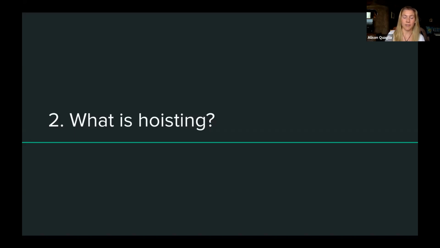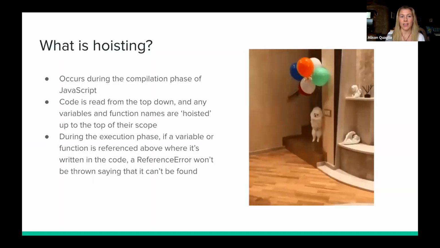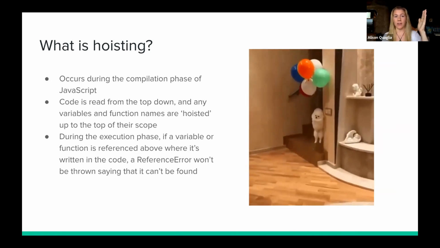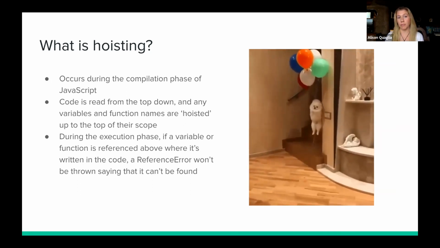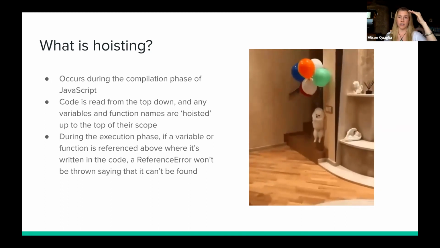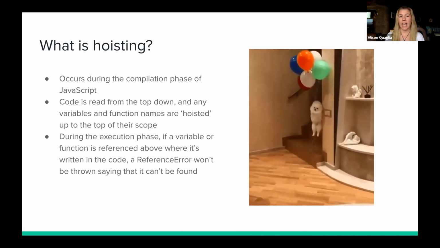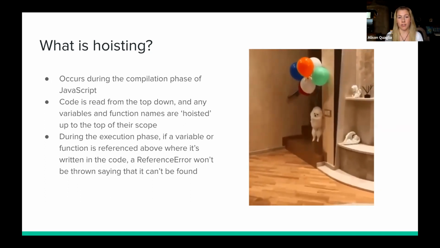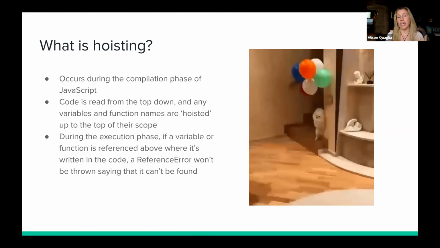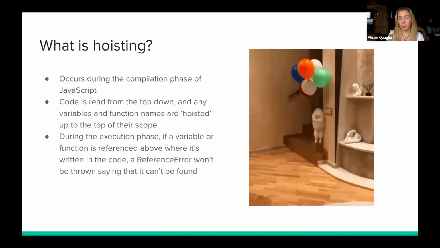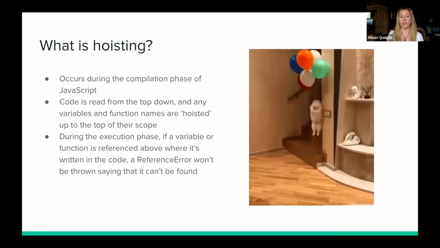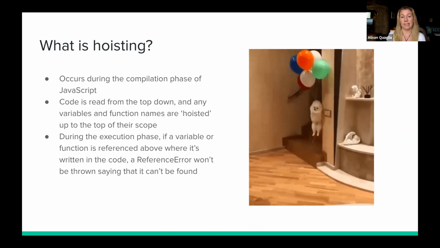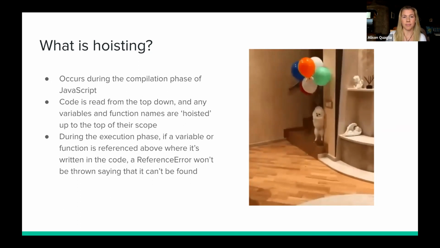Number 2, what is hoisting, which is something I mentioned before. So hoisting, there are 2 different phases in JavaScript. First you have the compilation phase of JavaScript, which is when hoisting occurs. The code is being read from the top down, and any variables and function names are sort of hoisted up to the top of their scope. And then during the execution phase, if one of those variables or functions are referenced above where it's written, you won't get a reference error saying that it can't be found.